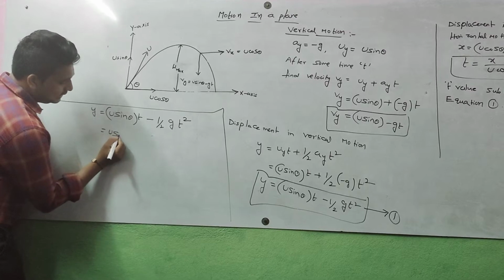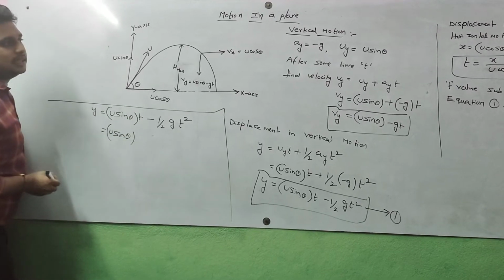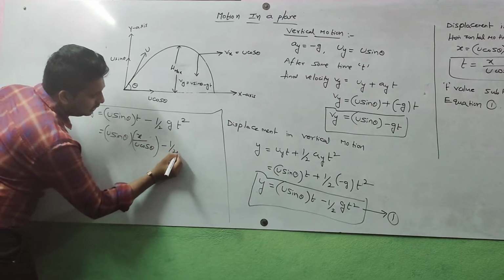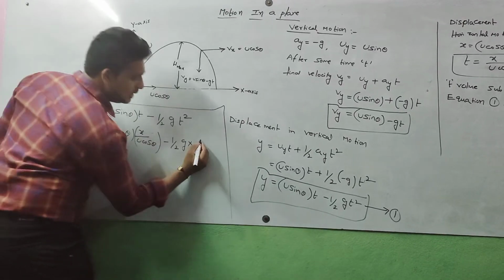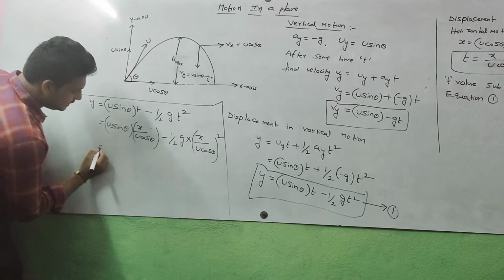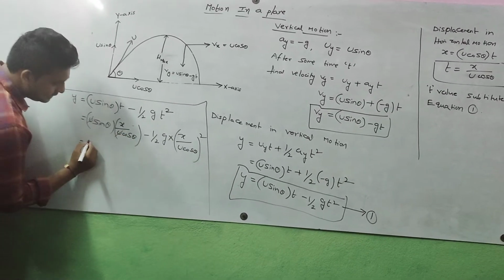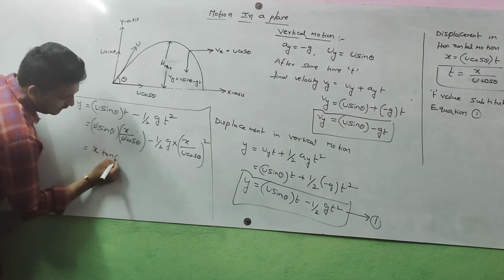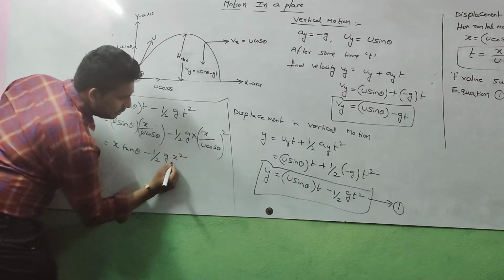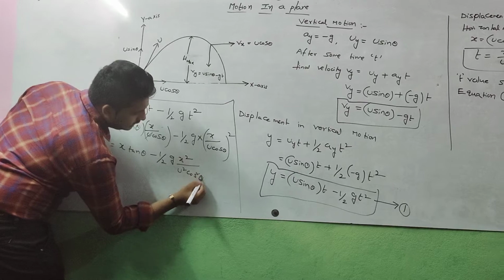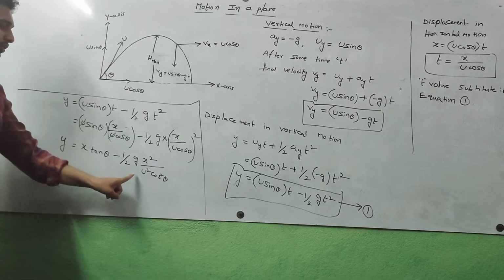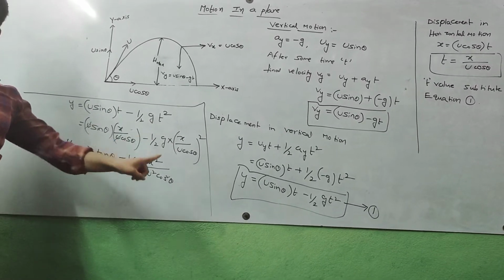Here u sin theta into t means u sin theta into x by u cos theta, minus half into g into t square means x by u cos theta whole square. From this u cancels, sin theta by cos theta is tan theta: x into tan theta minus half into g into x square by u square cos square theta. This is y is equal to x into tan theta minus half into g into x square by u square cos square theta.